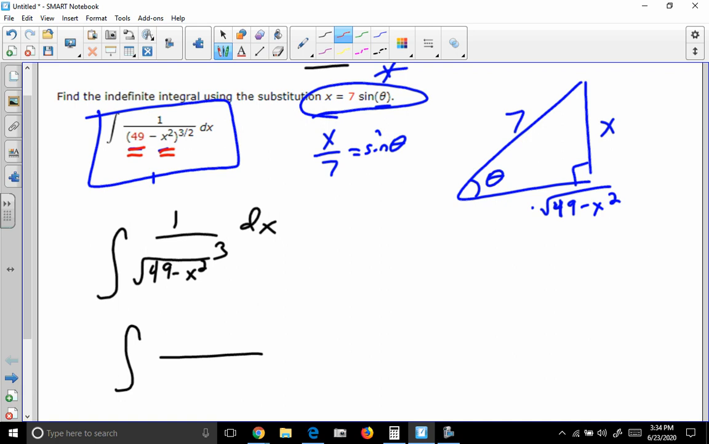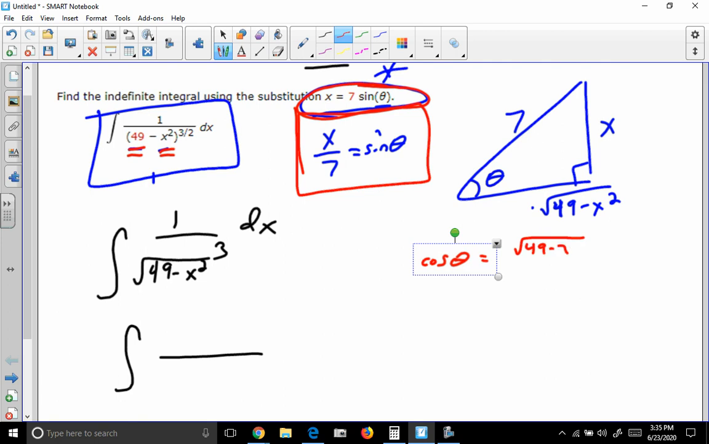So how are we going to do that? Using this triangle, we can write several different expressions or relationships. This is one of them. Those two go together. If we do cosine of theta, cosine is that square root over 7. So if we're going to replace that square root in terms of our triangle, that square root is equal to 7 cosine theta. So on bottom, where we have a square root, we can call that 7 cosine theta, and that's being cubed.